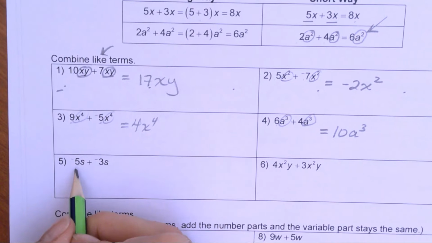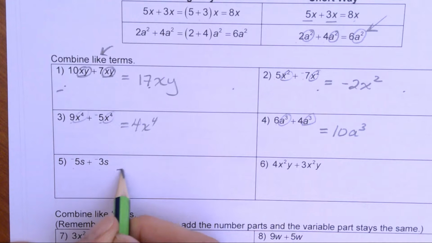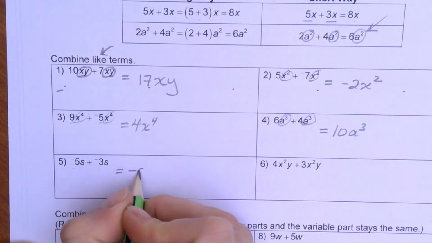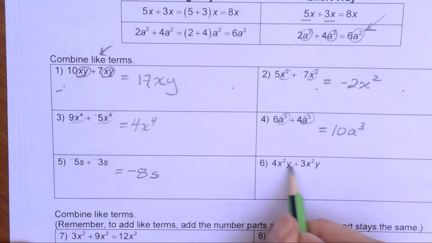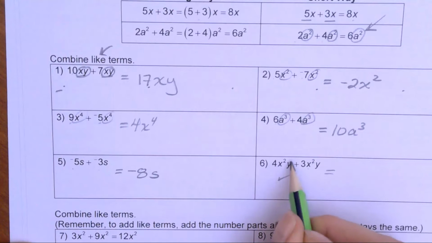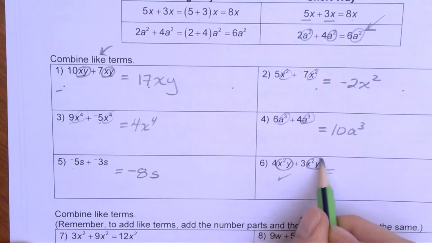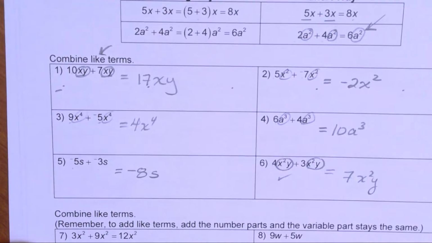So say this is, I don't know, snakes. I lose 5 snakes and I lose 3 snakes. Oh dear, I have lost 8 snakes. x squared y. Yes, they are like terms. So I have 4 of these plus 3 of these, so I have 7 of these, whatever they are. Okay.